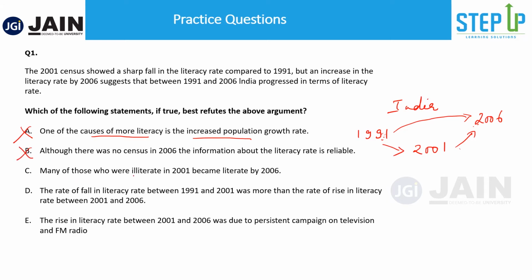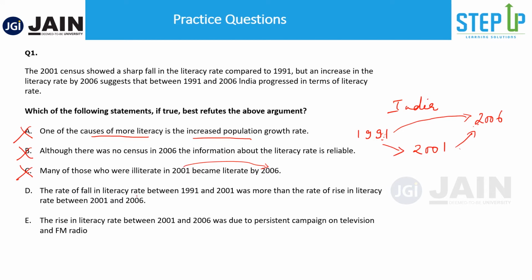Then, many of those who were illiterate in 2001 became literate in 2006. Again, it's saying many became literate from 2001 to 2006. This is actually supporting our data, what the author was trying to say. But we have to find something which is not in line with this.